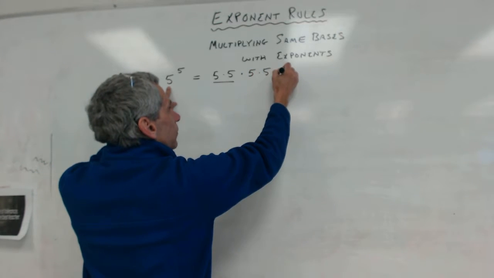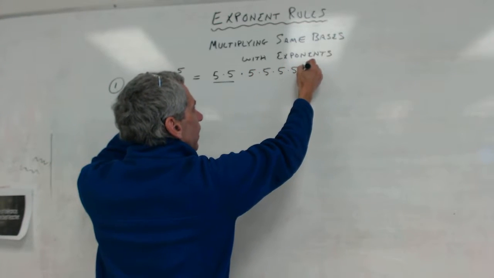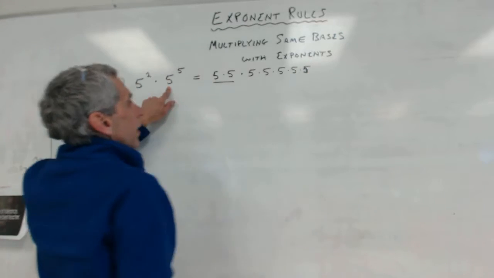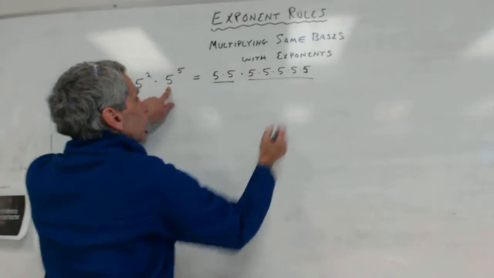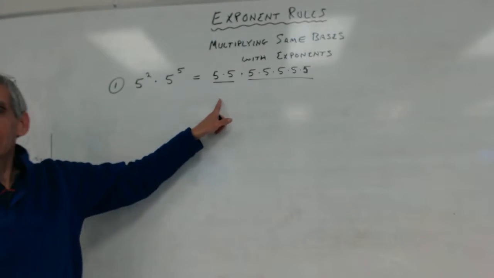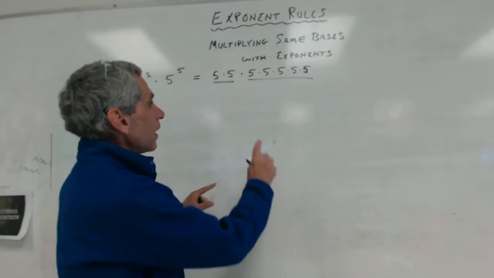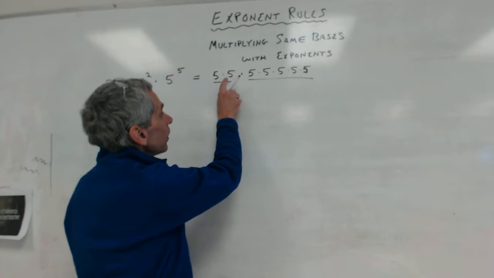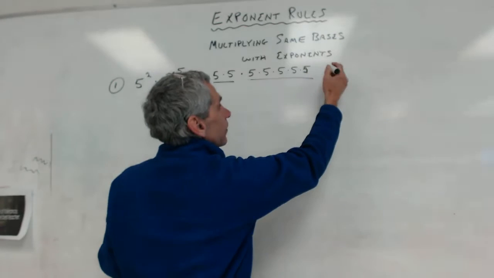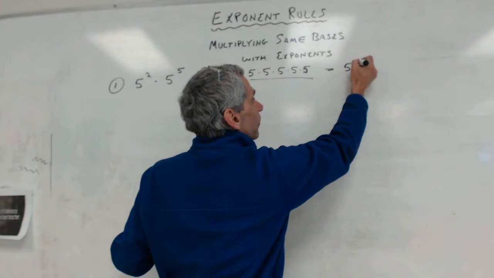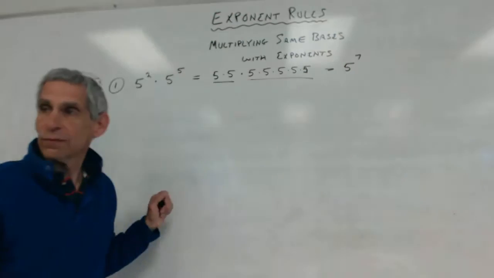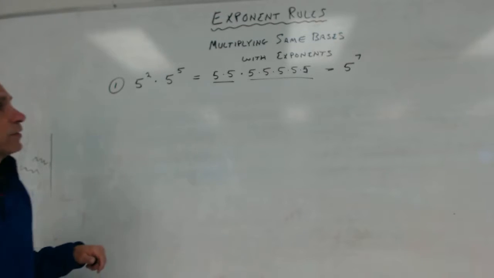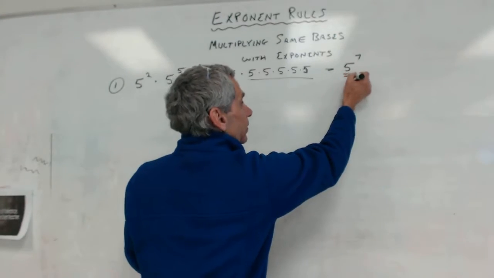5 times 5 times 5 times 5 times 5, right? Okay, that's the second one. All right, what does this equal? How many 5s are there? 1, 2, 3, 4, 5, 6, 7. There are 5 to the 7th. That's what that would equal, 5 to the 7th. I keep the base. 78,125.